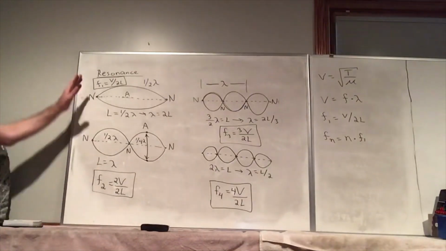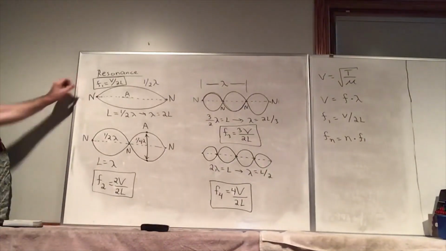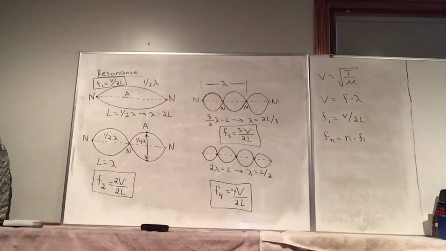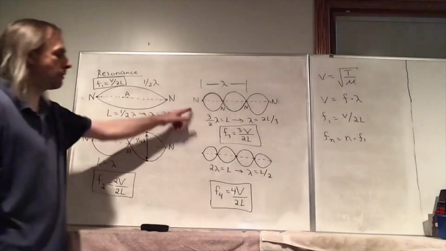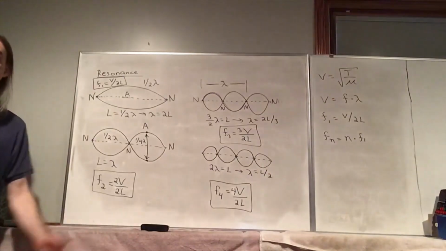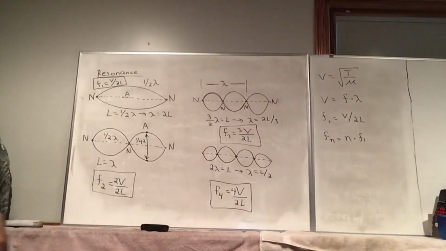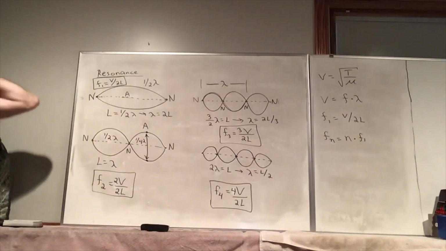So I like the term fundamental frequency, or the first harmonic. Either one is fine, but then just second harmonic, third, fourth, and fifth, and you can keep on going with this pattern. So for waves on a string, these are the frequencies that would resonate.